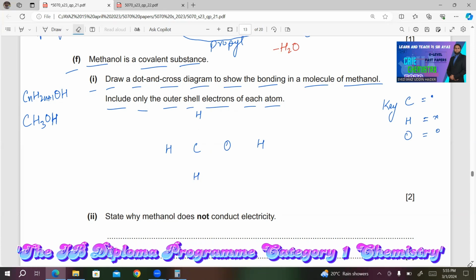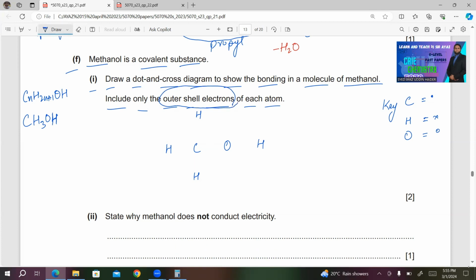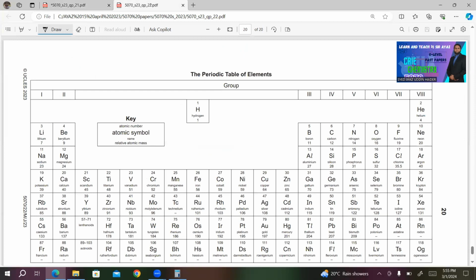And now I will show the outer shell electrons only. Outer shell electrons for each of these atoms. Let's start with the carbon. Carbon belongs to group 4. It must have 4 valence electrons.